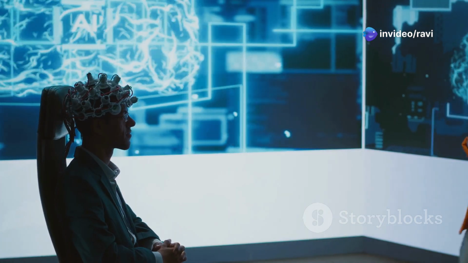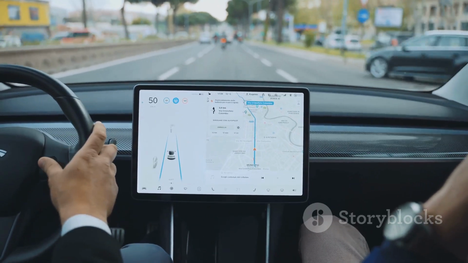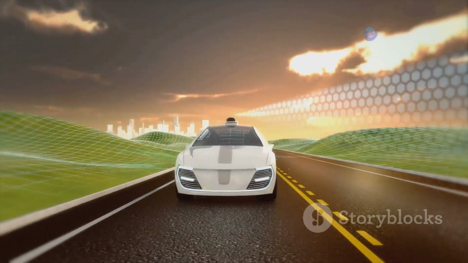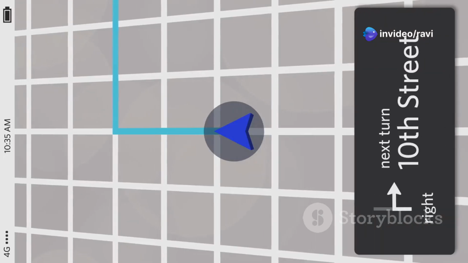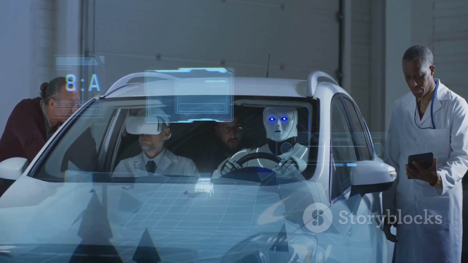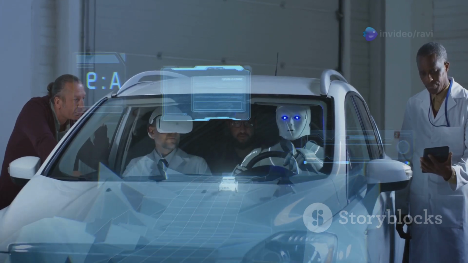RL is kind of similar. We have an agent, which could be anything from a self-driving car to a character in a video game. This agent interacts with its environment, taking actions and observing the consequences. If the action leads to a good outcome, it gets a reward. If it leads to a bad outcome, it gets a penalty. The agent's goal is to maximize its rewards over time, and it does that by learning from its mistakes and figuring out the best course of action.